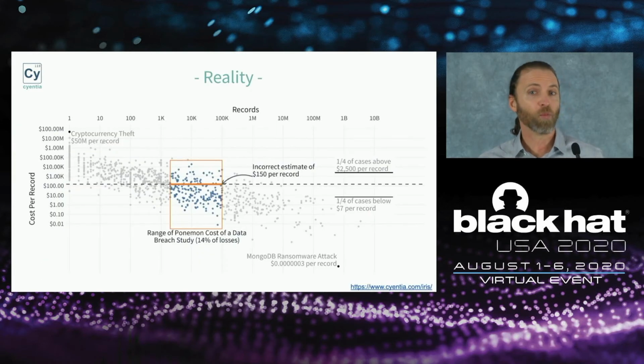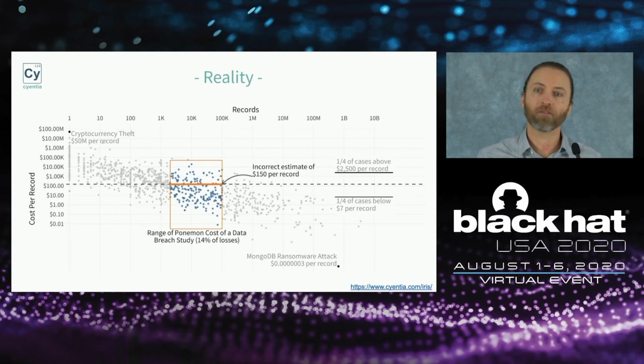This is a chart we'll talk more about in a few minutes, but for right now, what I want you to focus on is that we have 10 years of breaches. Each dot represents a breach with a number of records and then how much that actually cost. We're talking about verifiable costs that companies actually incurred from all of these breaches. And the thing to notice here is that it is very spread out. We have cryptocurrency way up there with $50 million per record.